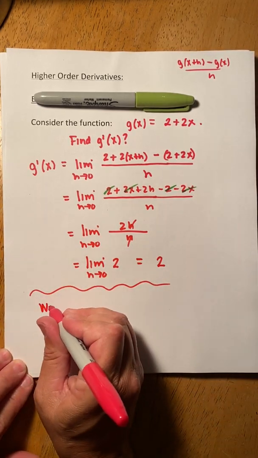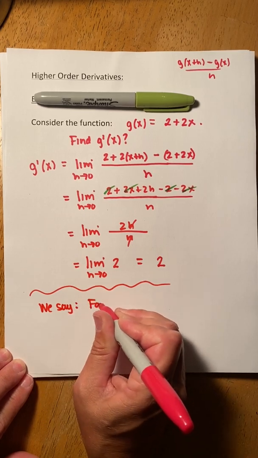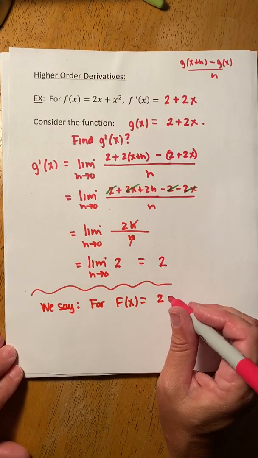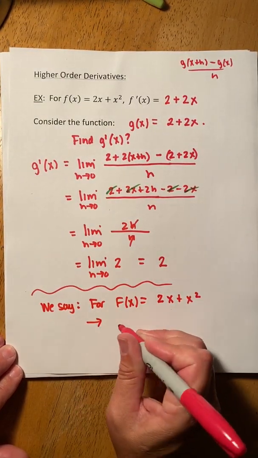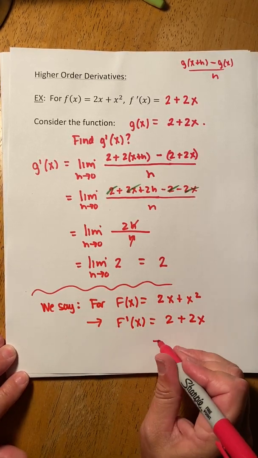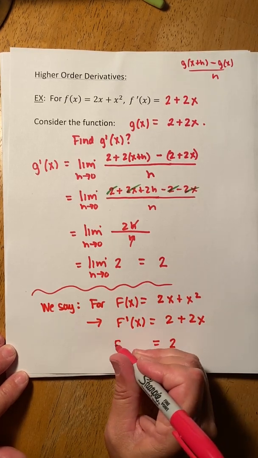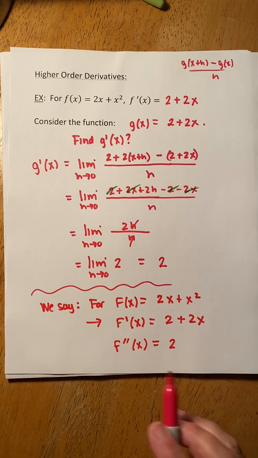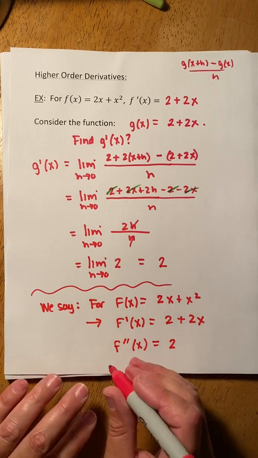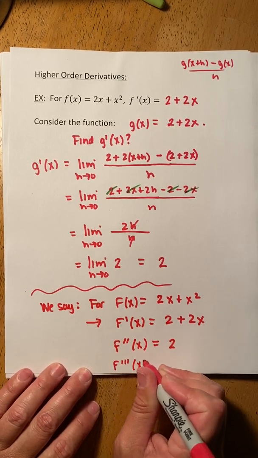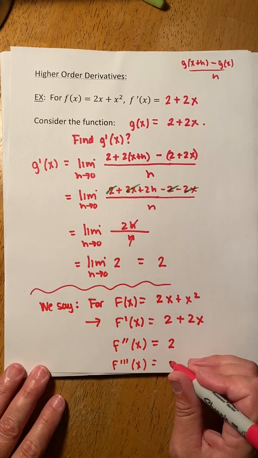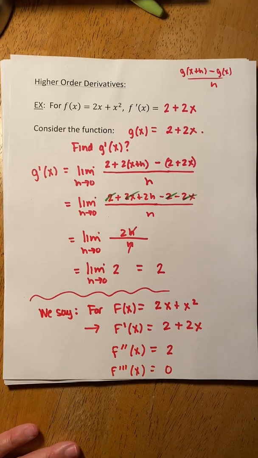So what we say for f of x equals 2x plus x squared, we found the derivative to be 2 plus 2x, but then the derivative of the derivative was just 2. The notation for the derivative of the derivative is we just use a double prime. So f double prime is just 2. We can even say, get wild and crazy, what do you think f triple prime would be? This is just the graph of the horizontal line too. So the derivative at any point is 0. Yep, there we go.